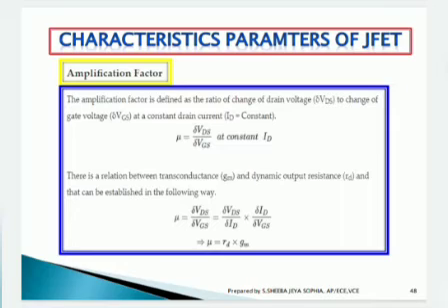And the relation between transconductance and dynamic output resistance is: mu is equal to del VDS divided by del VGS, which is equal to del VDS by del ID into del ID divided by del VGS. This is, mu is equal to RD into GM.